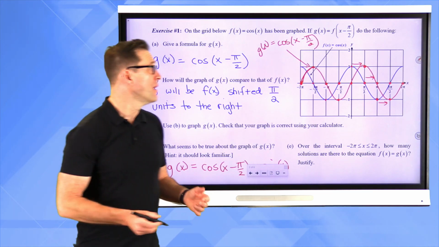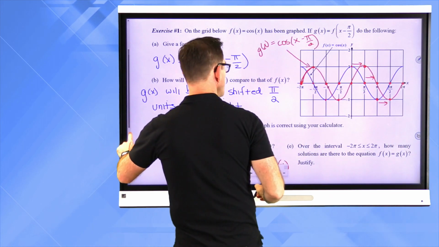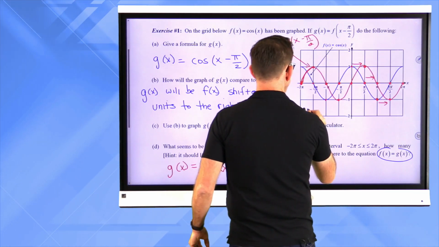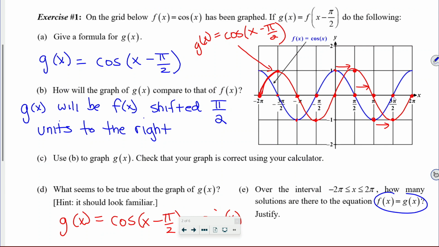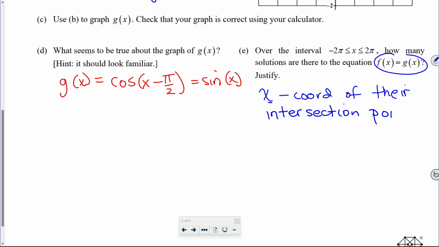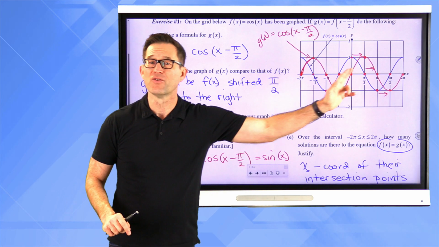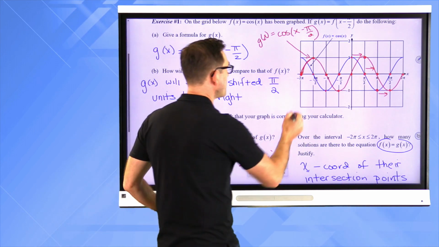All right, well, keep in mind, the solutions to this equation will always be the x-coordinates of their intersection points. And of course we've talked about that to no end in this course already, and we talked about it a little bit in Algebra 1. So between -2 pi and 2 pi, I just need to count how many intersection points there are.